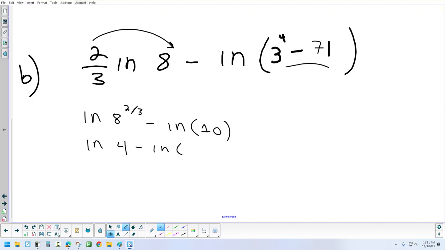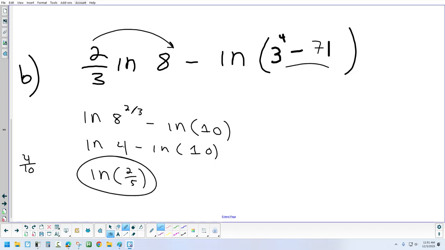Minus ln of 10. And when we recombine these, we're going to have a single ln. And what are we going to have inside that? Parentheses. Yep. 4 over 10, which reduces to 2 over 5. And that's the final answer, fully simplified and recombined.